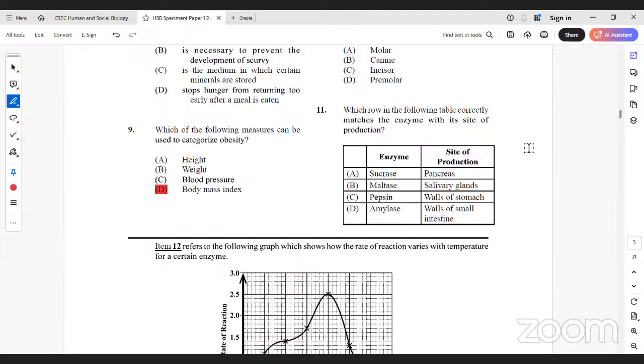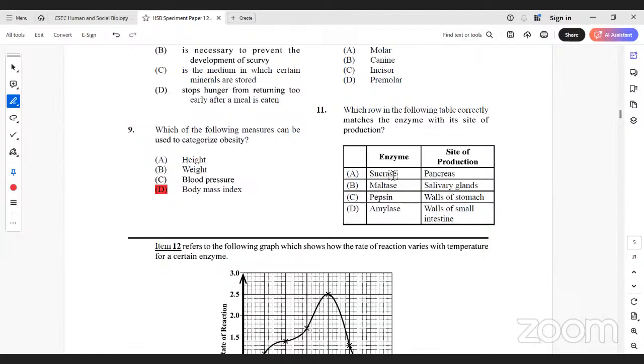Which row in the following table correctly matches the enzyme with its site of production? Remember, we are still in nutrition. Remember, nutrition has the largest section. It has about 10 or so questions. So enzymes fall within nutrition, the life process. All right, so they ask you to match up the enzymes for number 11. And what are we thinking for number 11?